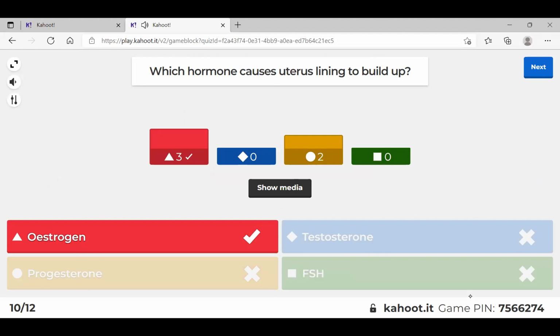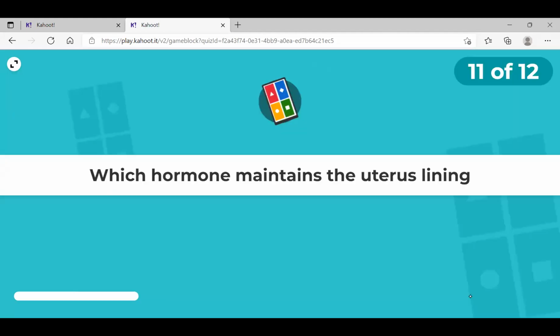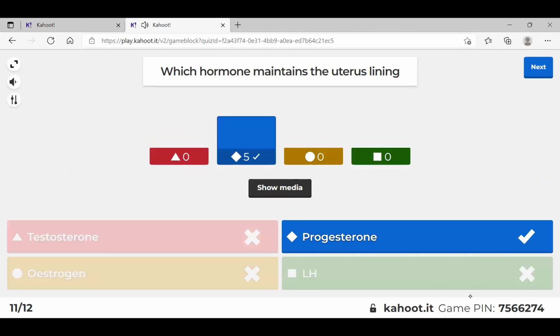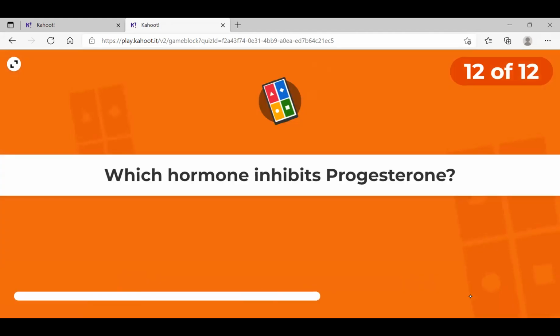Which hormone causes uterine lining? Okay. Yes, I got that. I know this. I remember this. Please. Let's go. Everybody got it? Well, I'm not lost. Nice. Last question.